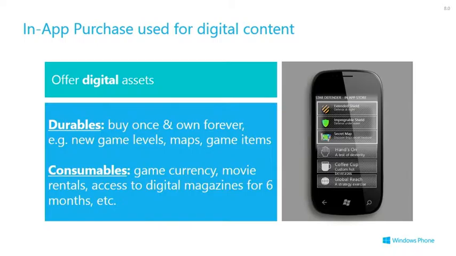And there are two kinds of items that you can sell: durables and consumables. So durables is something that a user can buy and they own it forever. So that would be typically new levels in a game. They bought your app and you ship it with just a couple of basic levels to get them started, and then you might offer additional levels as an in-app purchase. Once they bought it, obviously they can use that forever.